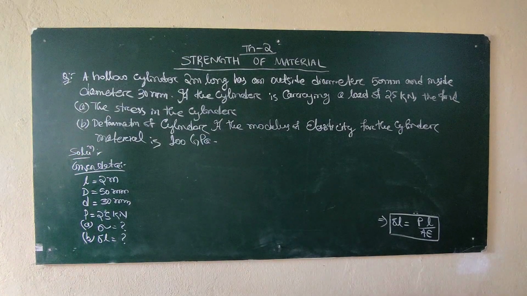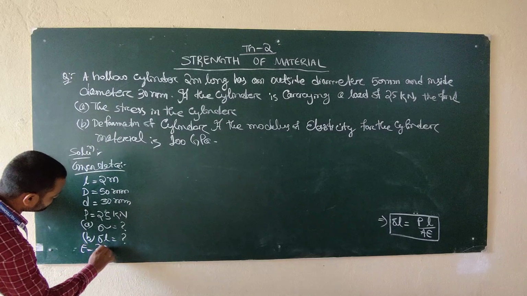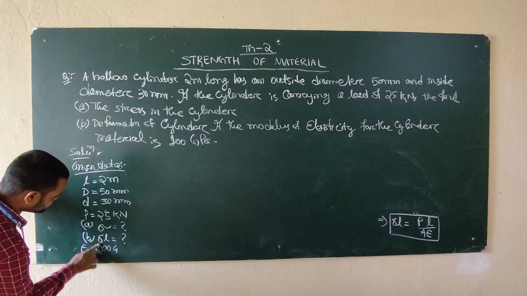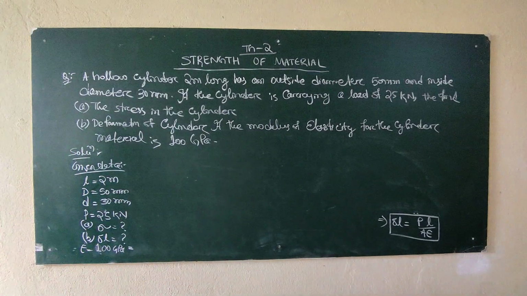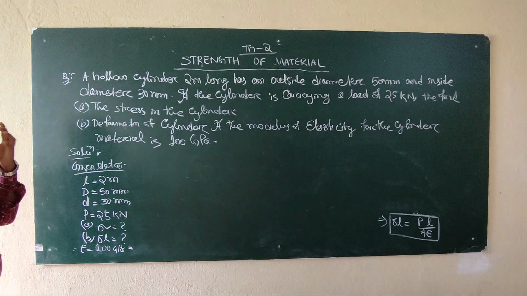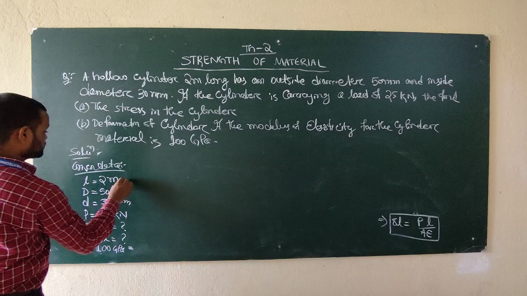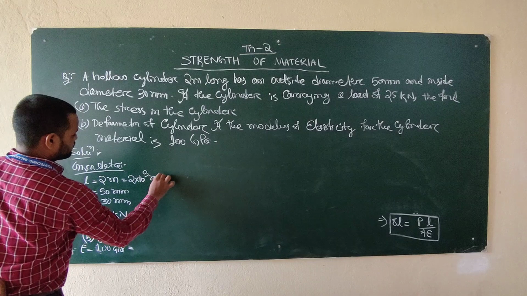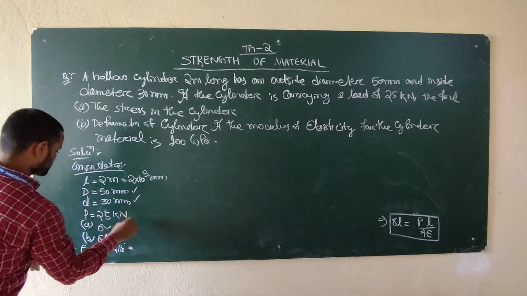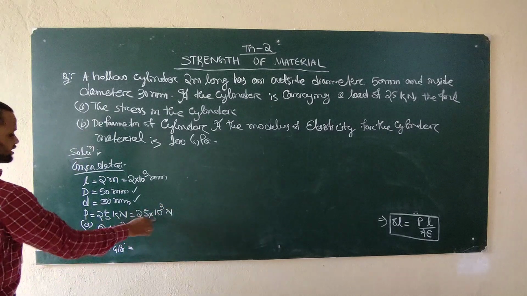Modulus of elasticity for the cylinder material is 100 gigapascal. Here capital E is given: capital E is equal to 100 gigapascal. After writing the given data, you will make all the units into the same units. Here meter and millimeter, so convert it into millimeter. 2 meter equal to 2 into 10 to the 3 millimeter. Kilonewton, so 25 into 10 to the 3 Newton. Kilo means 10 to the 3.